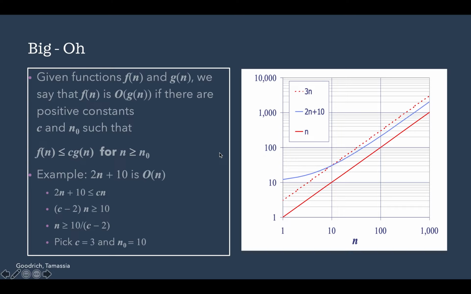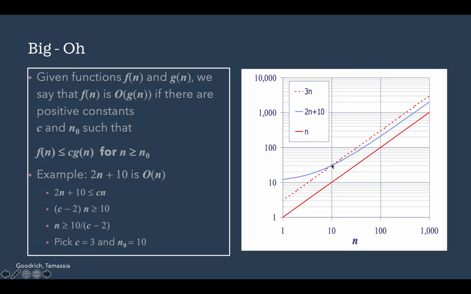Here in this example you can see three functions are compared: n, 2n plus 10 and 3n. You can see n has a linear slope, right? If x-axis is 10, the output is also 10, so you have a linear growth here. 2n plus 10 is also linear. You can see this blue line, 3n. These lines are not going to converge after some point, they are going to be parallel to each other. But you can see this point, right?